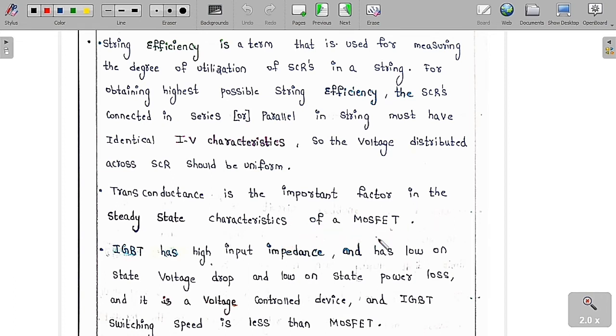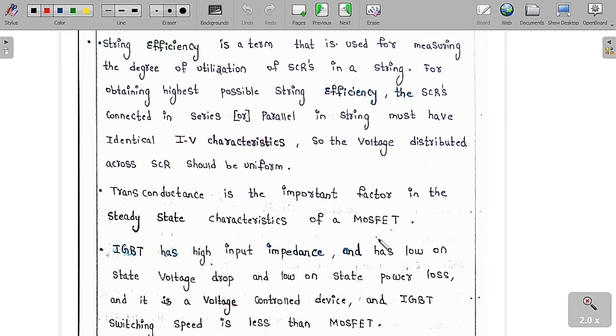If you see the MOSFET, I already told you MOSFET is said to be a unipolar device. It has only the majority carriers but no minority carriers. Because of this reason only, the turn on and the turn off time of the MOSFET is very, very small. Then comes the IGBT, then comes the SCR, and then comes the triac.